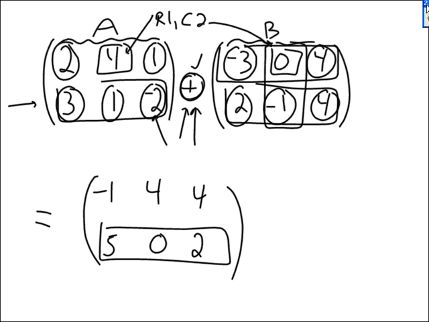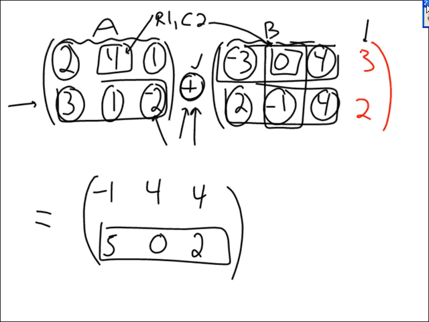Add the numbers in the same exact location. That is why they have to be the same size. For example, if there were a 3 and a 2 here, you could not add these two matrices. Because what would you add this 3 to?